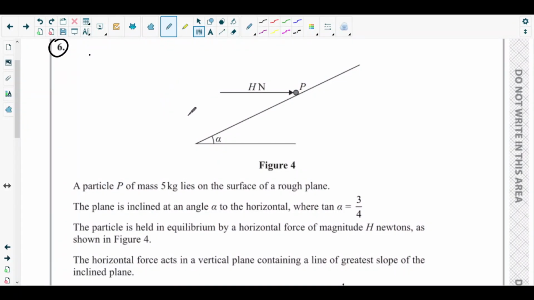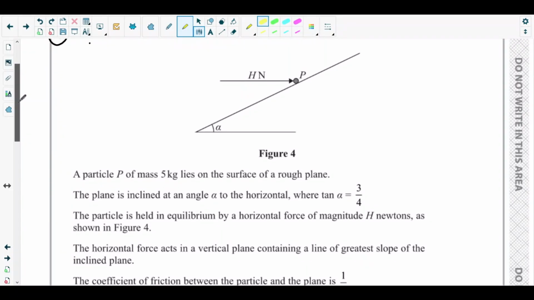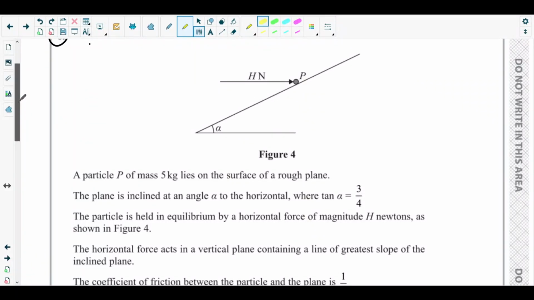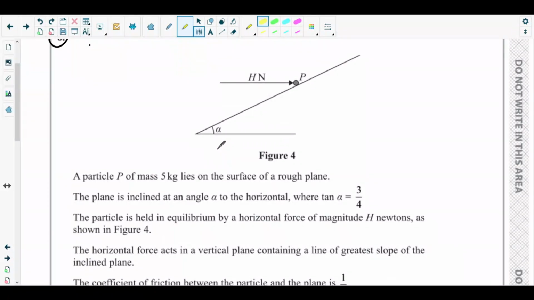Okay. So right at the beginning, you can see a figure 4. There is an inclined plane where a particle P lies, and you can see on the particle P there is a horizontal force H Newton acting. Okay, fine. Let's see what they say.